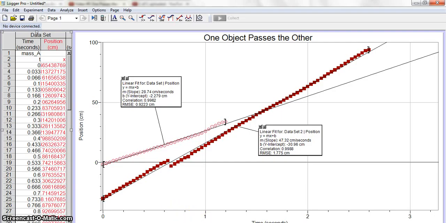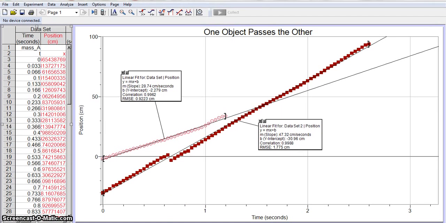Alright, so this is the graph for when one object passes another. Obviously for this we use the BPVs with two different speeds. This data set right here is represented by this line, and this data set right here is represented by this line.